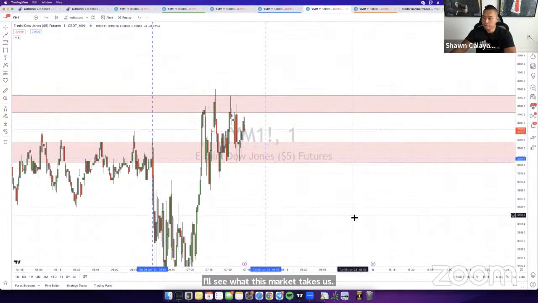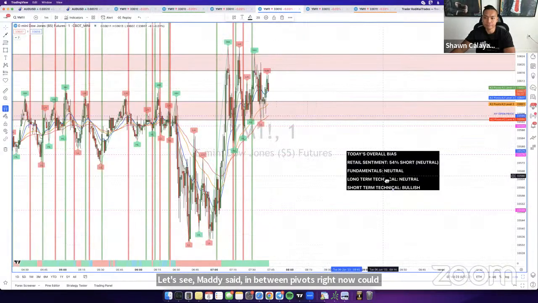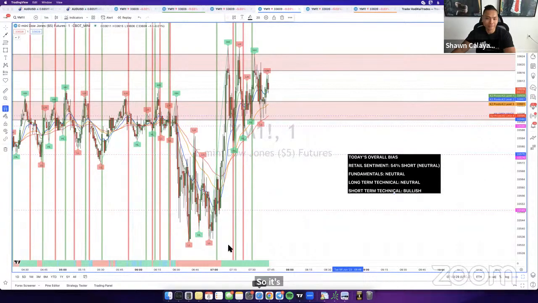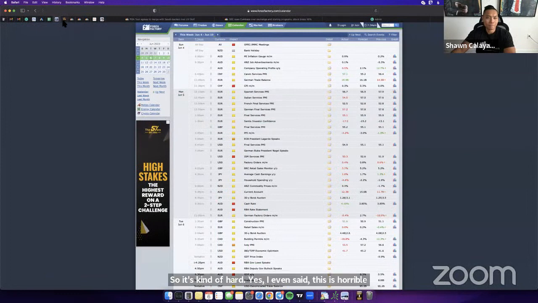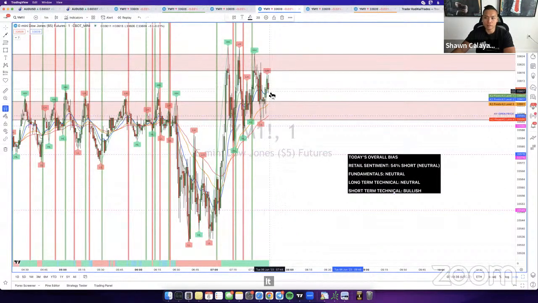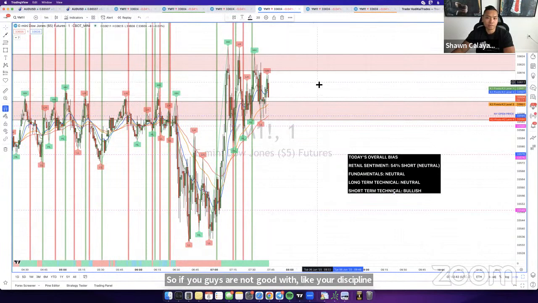Maddie said in between pivots right now, it could go either way. Yeah, I agree, Maddie. Not really too much here, it's right in between. There's no bias, so it's kind of hard. Sayyid said this is horrible, LOL. It is. I mean, this is what really tests your patience. If you guys are not good with your discipline and consistency, this is going to teach you discipline, because you're going to see a lot of entries where you want to take them, but there's no direction.